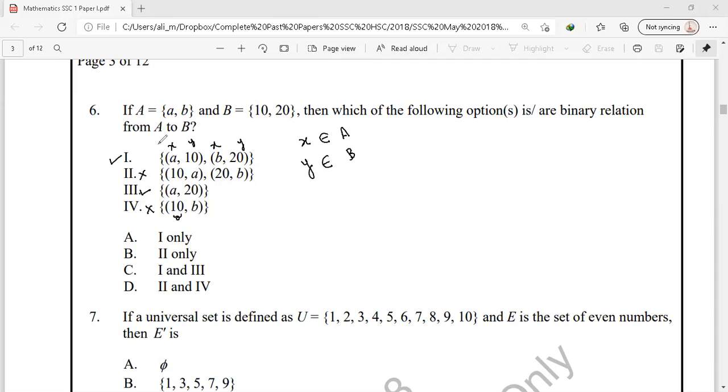So we have these two binary relations in options 1 and 3. So for question number 6, the correct answer for this question is 1 and 3. So this is the correct option for question number 6.